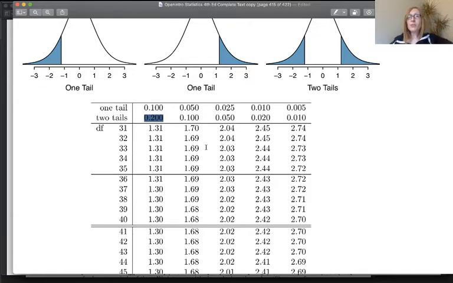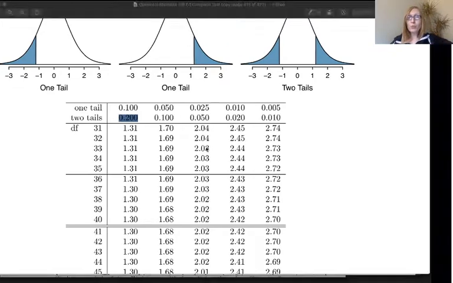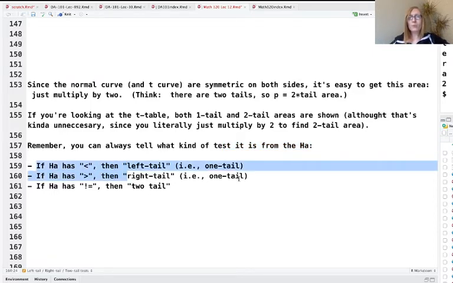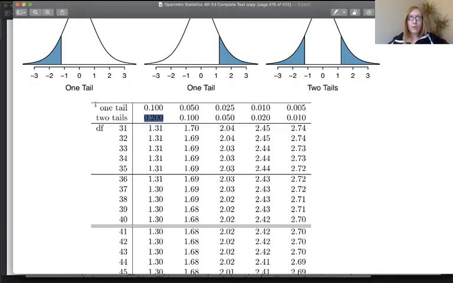And to decide which one is the right one to look at, it's easy. It's super, super easy. All you got to do is look at the alternate hypothesis. If the alternate hypothesis is not equals to, two-tail. If it's either less than or greater than, those are both going to be one-tail. It doesn't matter if it's on the left or the right. It's the same area on both sides. That's why here on the table, for the one tail, it doesn't specify if it's on the left or the right. You can see on the picture, it doesn't matter. Those are exactly the same area.